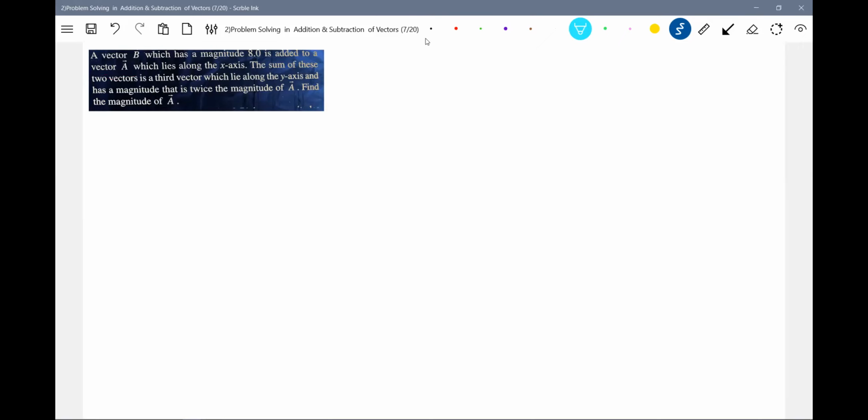A vector B which has magnitude A is added to vector A which lies along the x-axis. The vector A is along the x-axis, and the vector B is added so that the resultant is along the y-axis. You see the way things are there, and the vector B bar should be somewhere here. You can ask me, sir, on what basis you will assume that? So read the question.